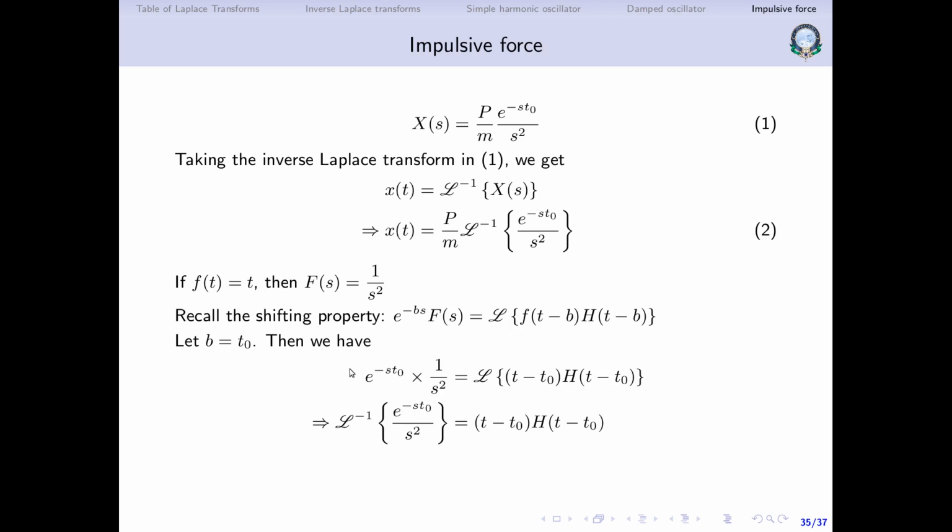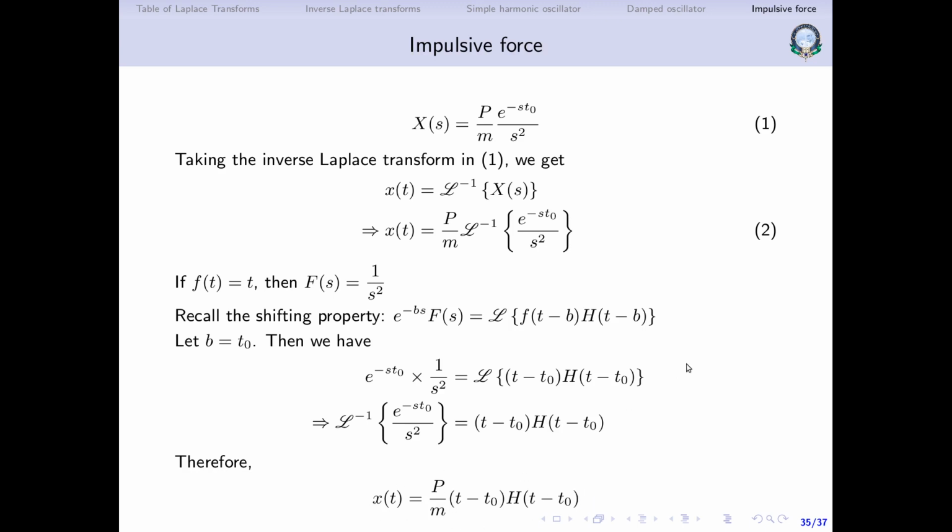So this is equal to the Laplace transform of this. That means this must be equal to the inverse Laplace transform of this. So if I take the inverse Laplace transform of e to the power minus s t naught by s square, this must be equal to t minus t naught, h of t minus t naught. So this is exactly what we're trying to find out here. The inverse Laplace transform of this is equal to this. So substituting this, we have x of t is equal to p by m, t minus t naught, h of t minus t naught. So this is the position.